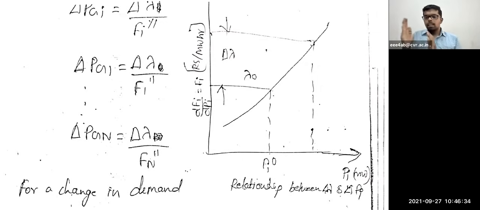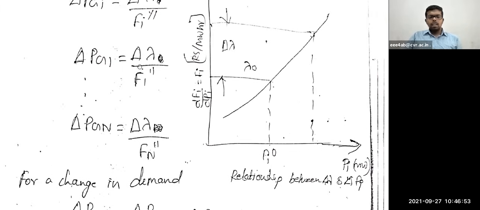So a certain amount of generation we have increased. Similarly, lambda also will be increased to a certain extent. That is called the change in lambda, that is del lambda. So this is what is said.